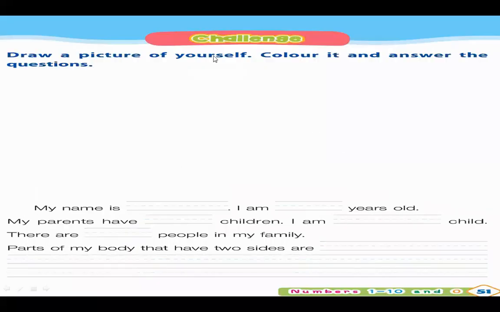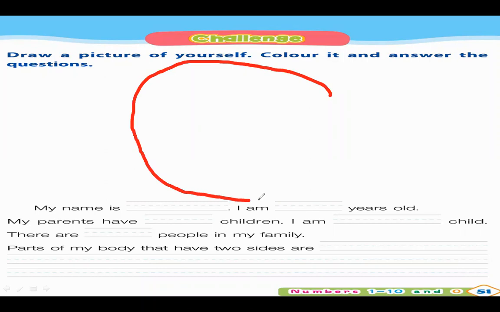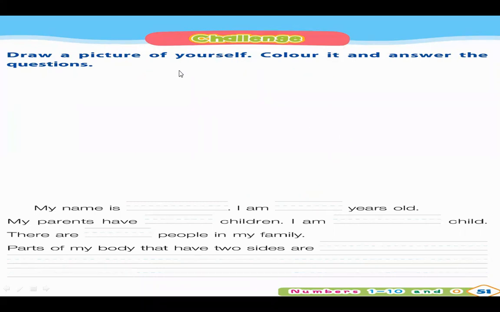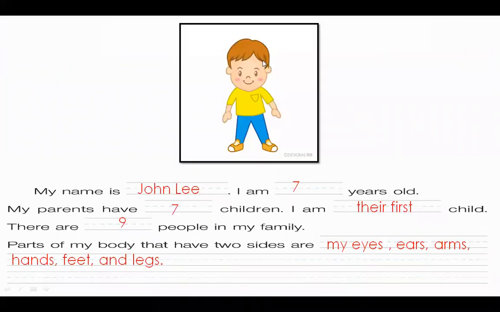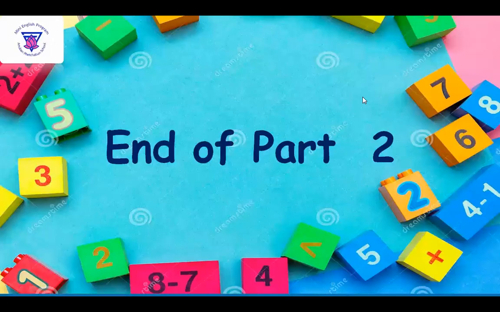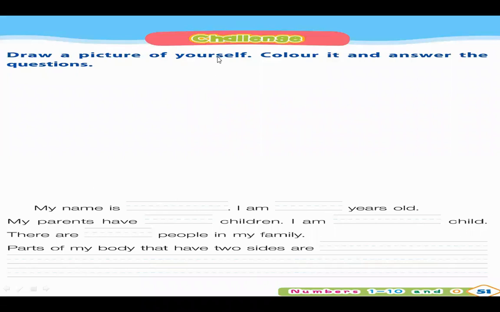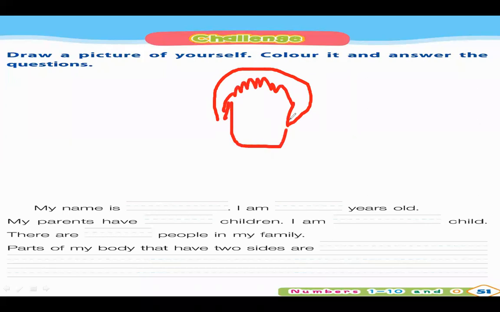This is on page number 51. What you're going to do is draw yourself here, like this one. Draw yourself here. Let's say you are a girl, then you have to color your hair. Yeah, you can put it like that.